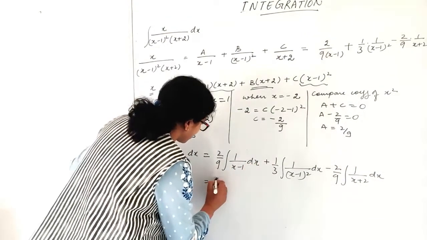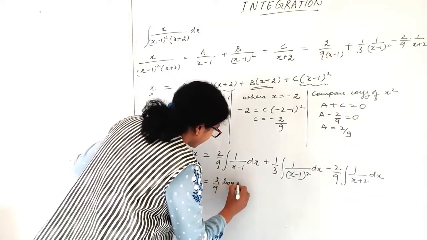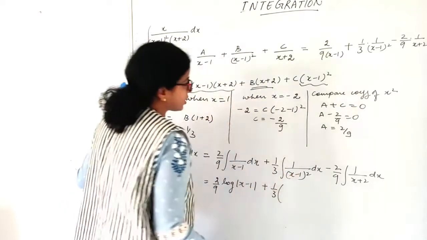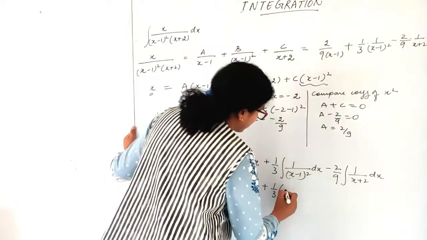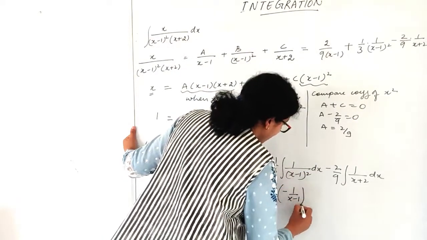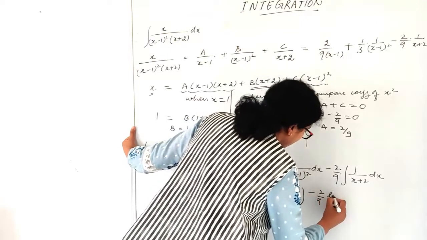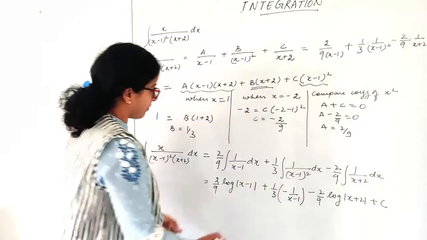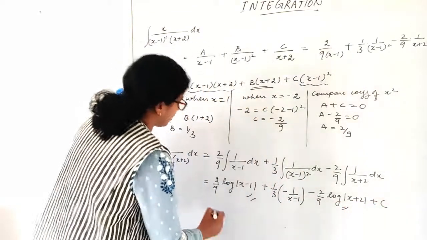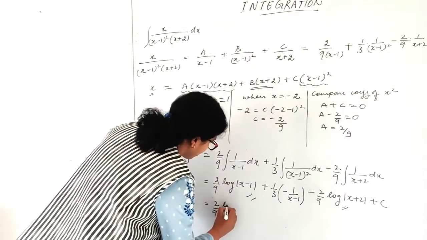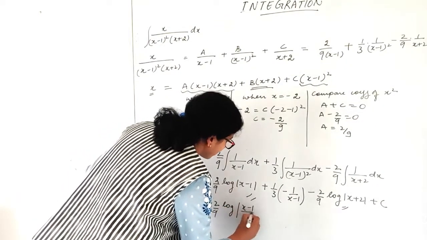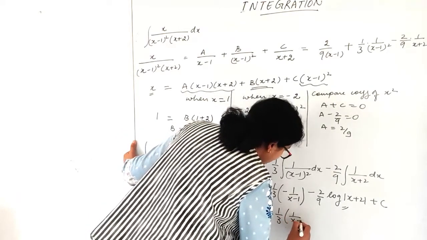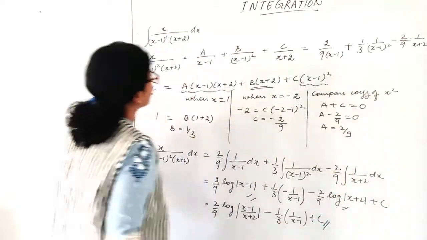Let us solve it. So I am getting 2 by 9 log of (x minus 1), plus 1 by 3 integration of 1 upon (x minus 1) whole square, which will be minus 1 upon (x minus 1), right? Minus 2 by 9 log of (x plus 2), plus c. We can combine these two, right? So it will become 2 by 9 log of (x minus 1) upon (x plus 2), minus 1 by 3 times 1 upon (x minus 1), plus c. So this is the required answer for that integral.